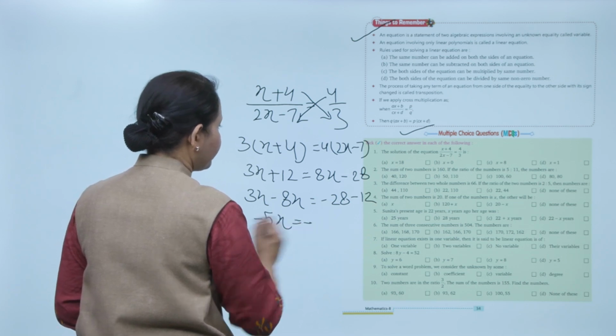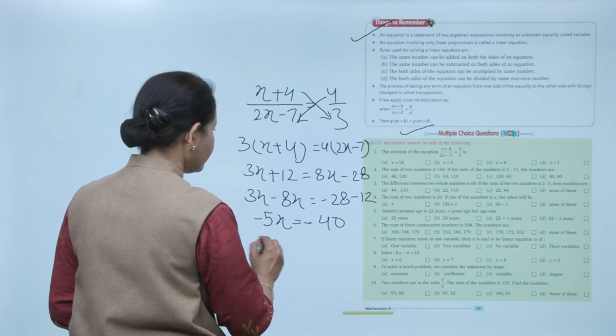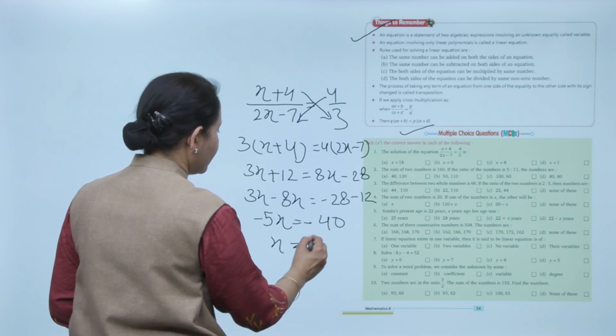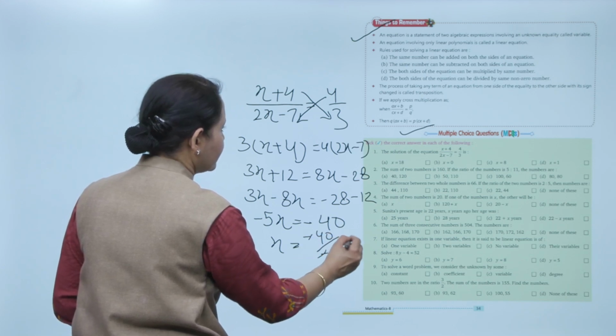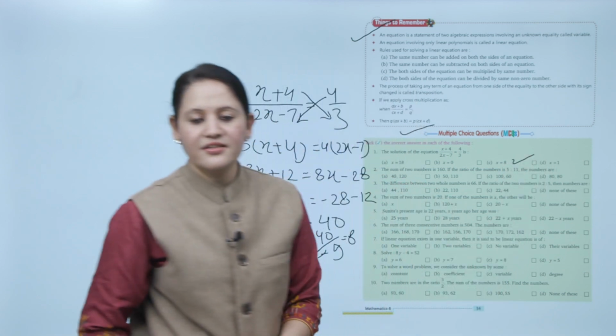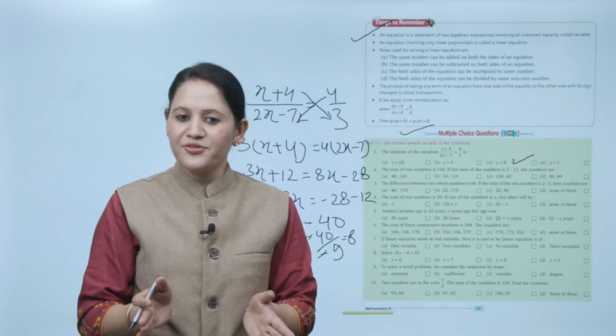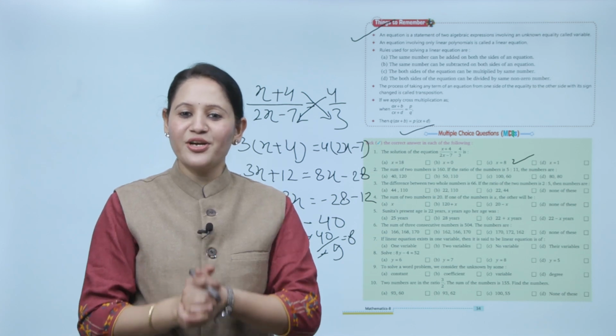ये हो जाएगा minus 40. x equals minus 40 upon minus 5, that is 8. So, C is the correct answer. Clear? So, you have to practice all the questions of this chapter. Here we end the chapter. I hope you understand it well. Now, you have to practice it.